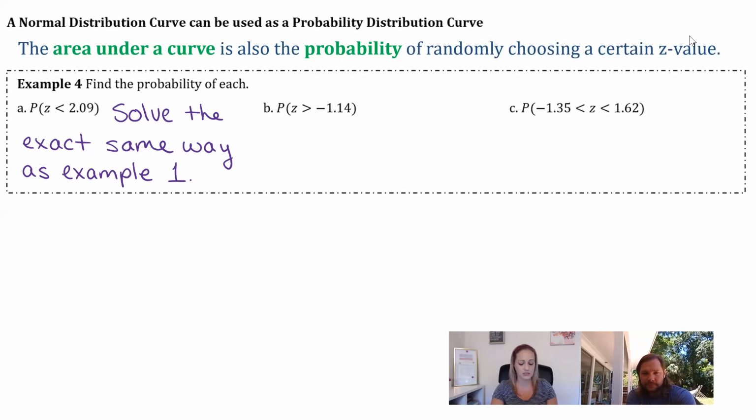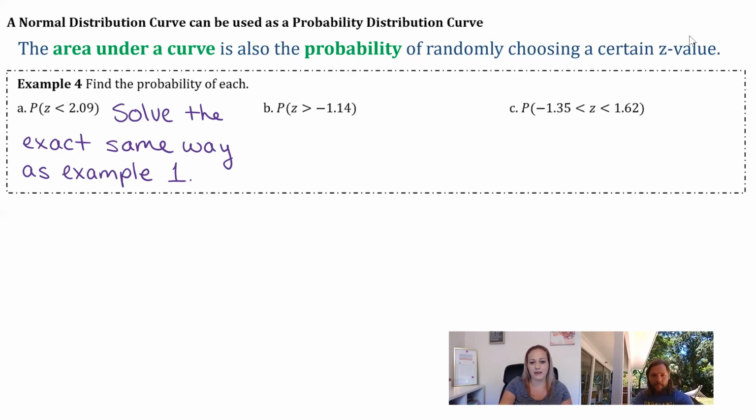So on some questions, you might be asked to find the area under the curve. On other questions, you might be asked to find the probability that your z value is something. Okay, so the same method to solve them either way.